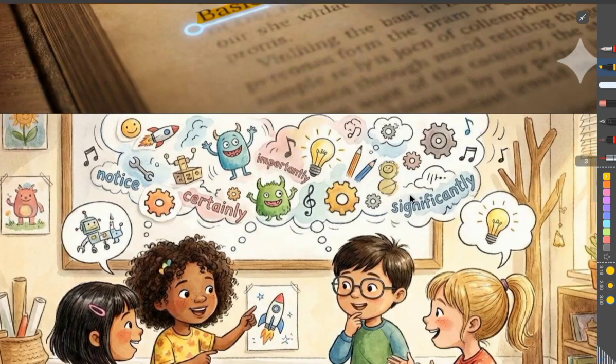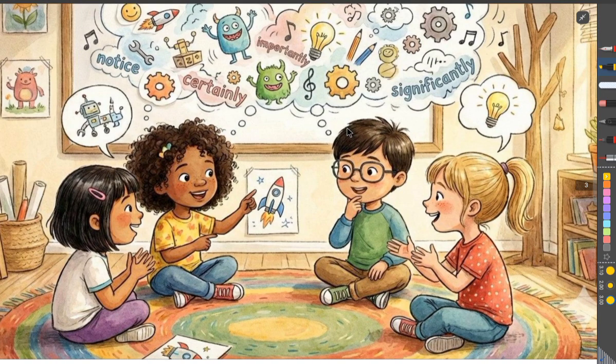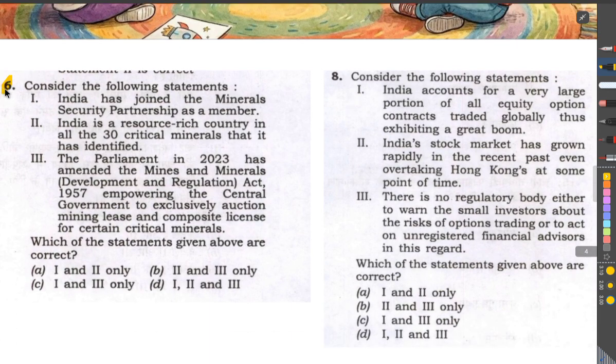So what we have to understand is that while solving questions, we have to spot the keywords like certainly, importantly, significantly. These are the English words that are going to help you while solving the questions. Let me go through some of the questions from UPSC Prelims 2025 to demonstrate how we can apply this method.